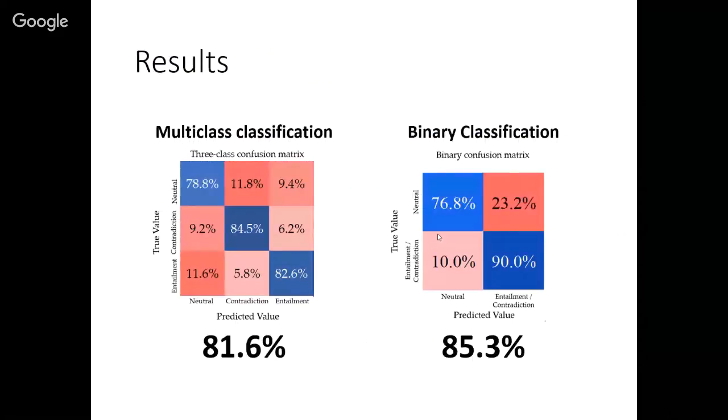Okay. So then we find that we do a little bit better if we combine the entailment and contradiction categories, but not all that much better, which is because if you look at the left confusion matrix, we don't often confuse entailment with contradiction. We're much more likely to think something is neutral when it's entailment or neutral when it's contradiction.